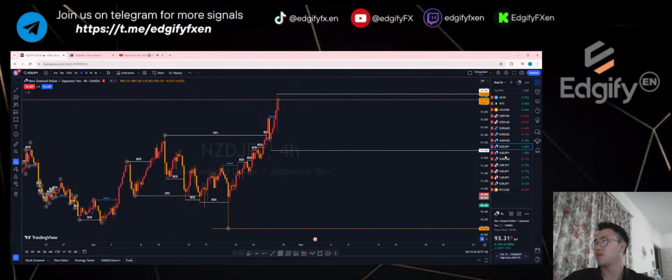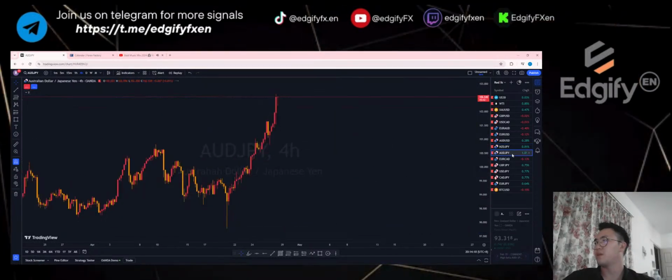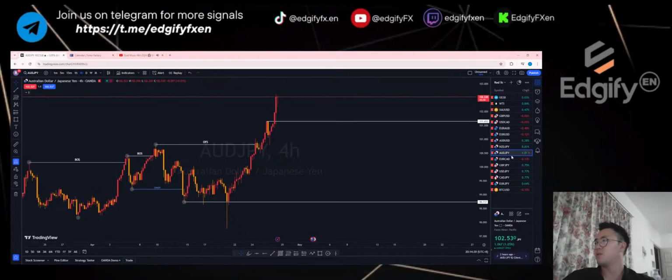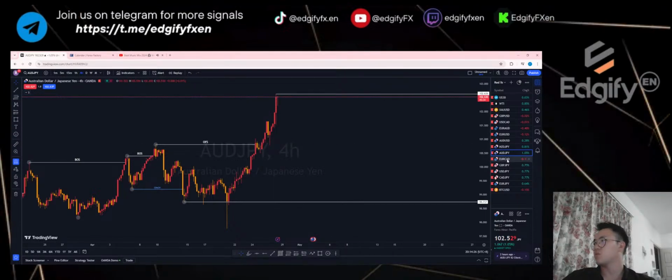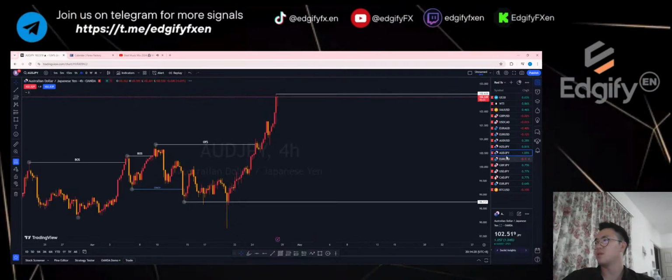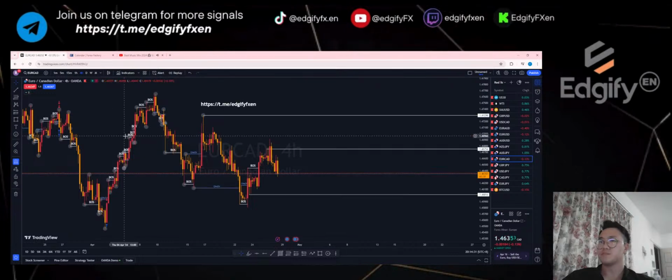Probably I don't see anything happen this week for the yen pairs. Basically all the yen pairs, like NZD JPY and AUD JPY, are a similar thing. I will be expecting probably next week we'll be looking into something on the yen pairs.